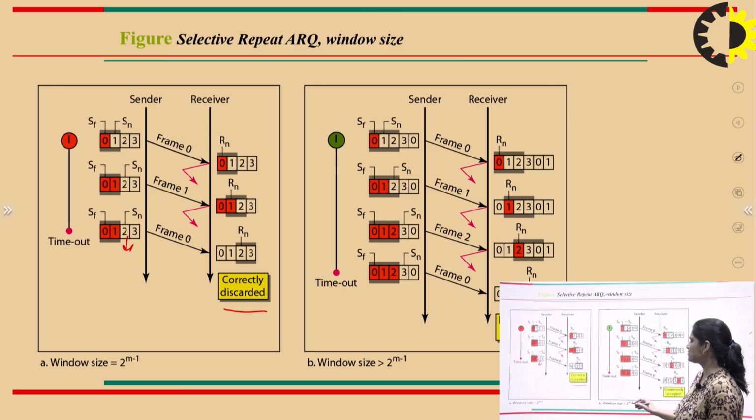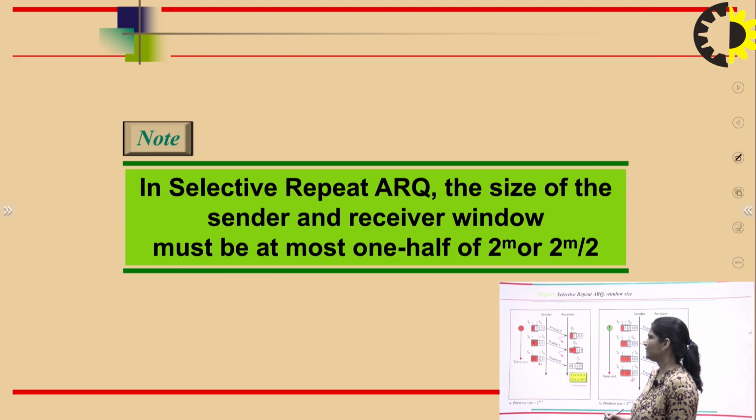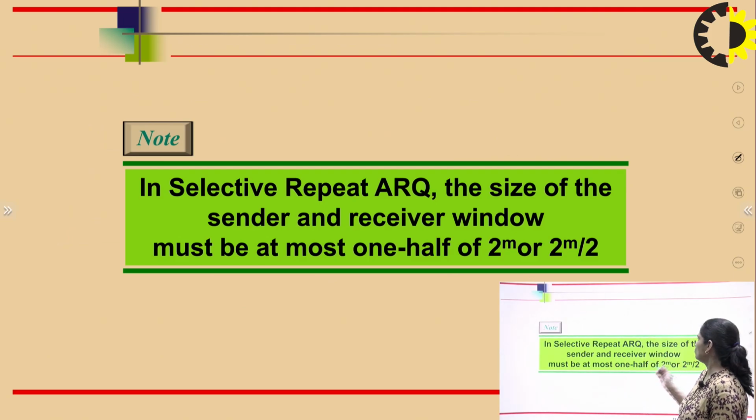Now here the window size is greater than 2 to the power m minus 1. You can see the flow diagram. This is the sender, this is the receiver. Frame 0 is sent from sender to receiver and received at the receiver side. Frame 1 is sent and received. Now the next turn is for frame 2, and it is received at the receiver. Next turn is for frame 3, but we are sending frame 0, so frame 0 is received at the receiver side and it is wrongly accepted. Now in selective repeat ARQ, the size of the sender and receiver window must be at most half of 2 to the power m.